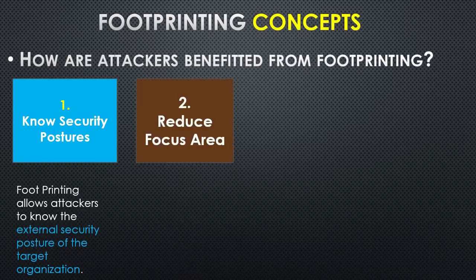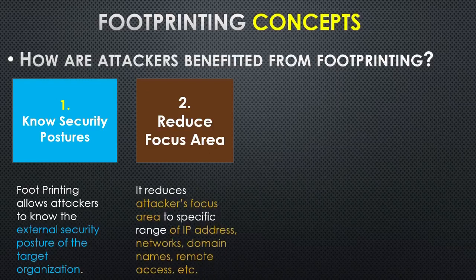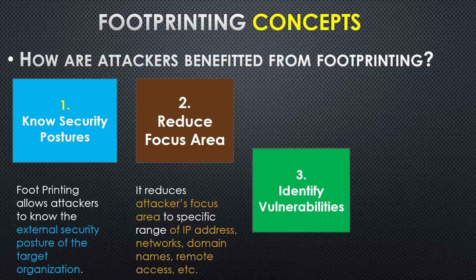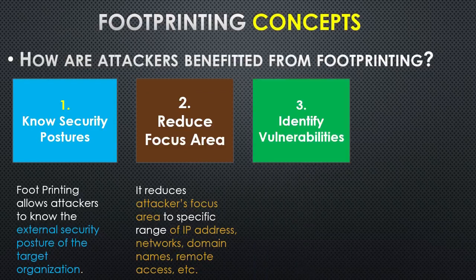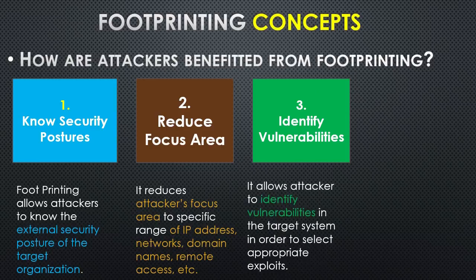Footprinting and reconnaissance reduce the focus area for attackers. It reduces the attackers' focus area to a specific range of IP addresses, networks, domain names, remote access, etc. It helps attackers narrow down the scope of their efforts and select the right tools to attack. Attackers also identify vulnerabilities in the target network or system. It allows attackers to identify vulnerabilities in the target system to select the appropriate exploits.